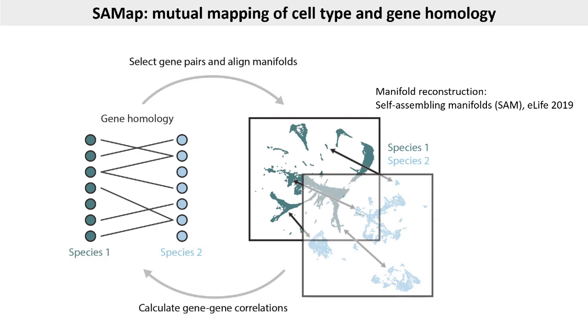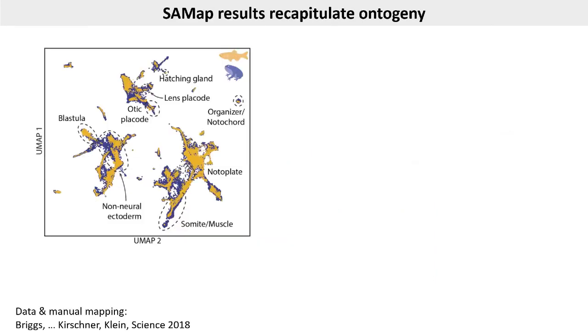To verify the method, we first apply SEMAP to the frog and zebrafish embryonic atlases collected in the Klein lab a few years ago. And these data sets have matched ontogeny, which can be used as a reference of comparison. As shown here, SEMAP aligns the two atlases while maintaining high resolution for distinguishing cell types in each species, with a few example mapped cell types highlighted in circles.